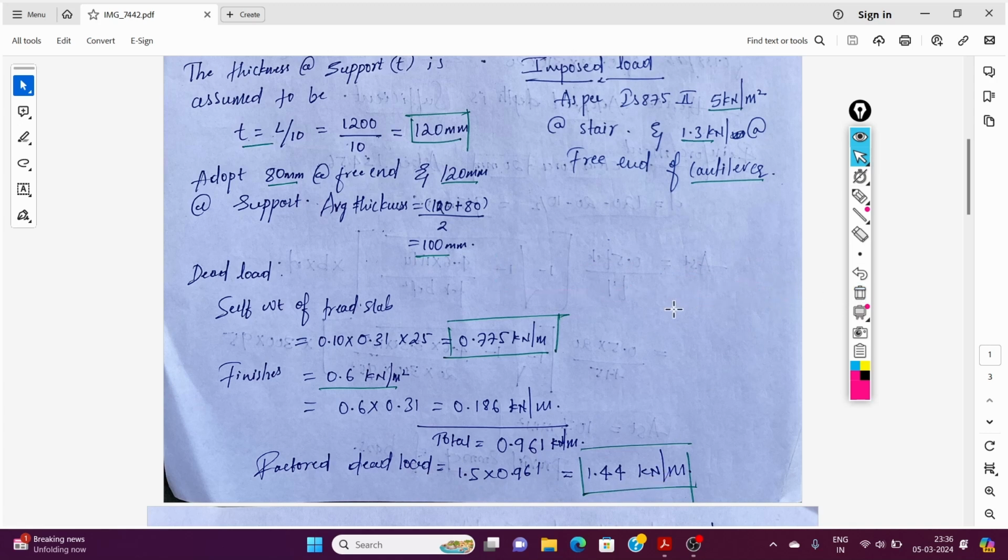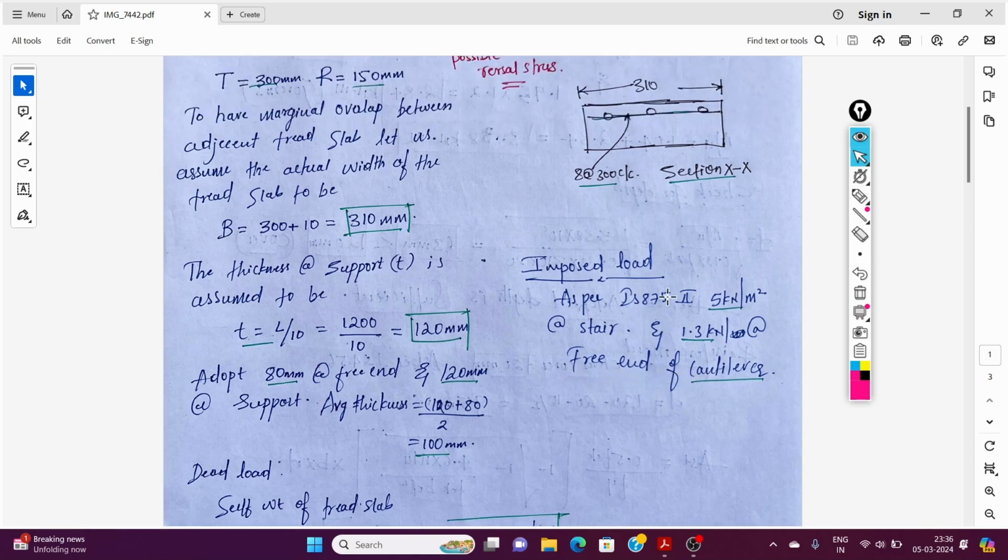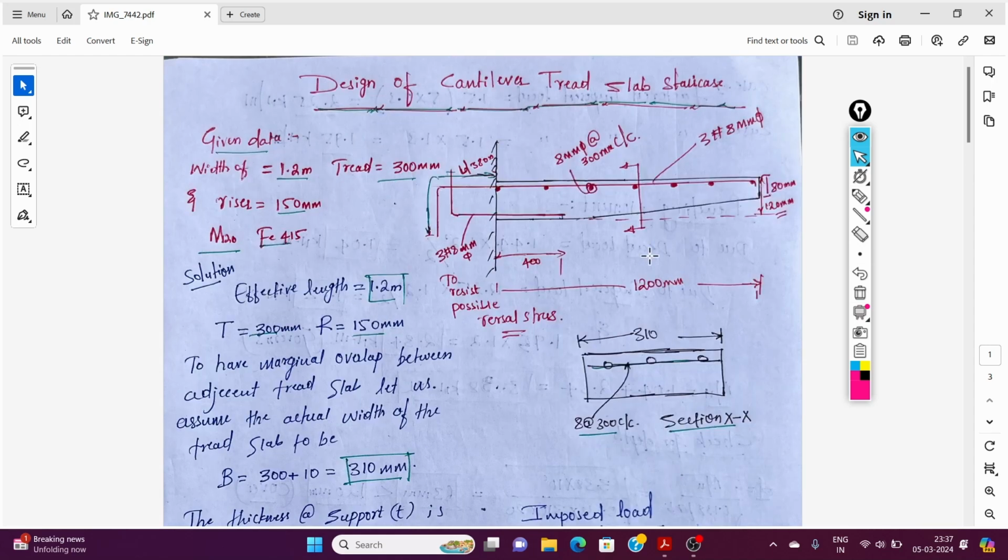Now, for the imposed load, the live load as per IS 875 part 2, we need to consider 5 kilonewton per meter square throughout the staircase, and for the free end of the cantilever, as per IS 875, we need to consider 1.3 kilonewton. This acts like a point load.